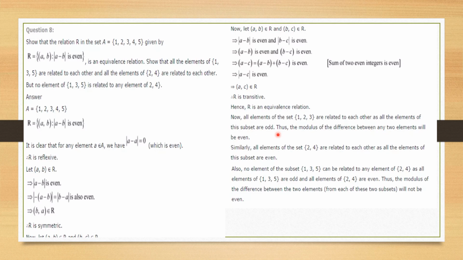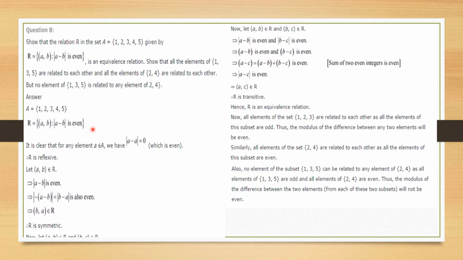Now similarly for 2, 4 also the same condition is there, that they are related to each other as all elements of the subset are even. And no element of 1, 3, 5 is related to 2, 4. Why? Let's see. 1, 3, 5 and 2, 4. If I take 1 minus 2, what is it? 1. 1 minus 4 is 3. 3 minus 2 is 1. 3 minus 4 is 1. 5 minus 2 is 3. 5 minus 4 is 1, which are all odd.